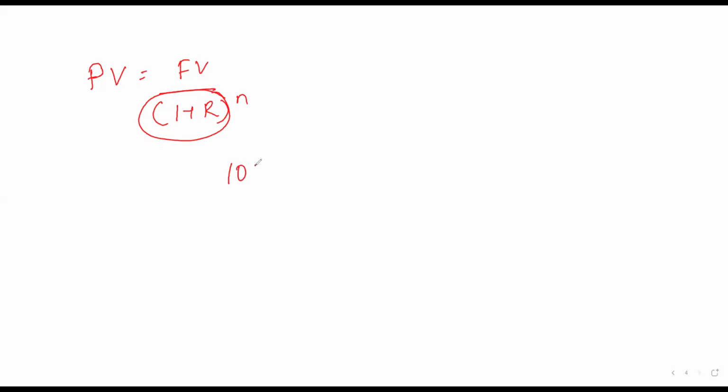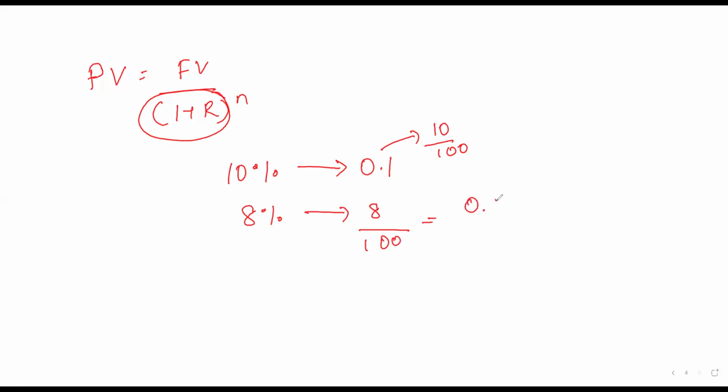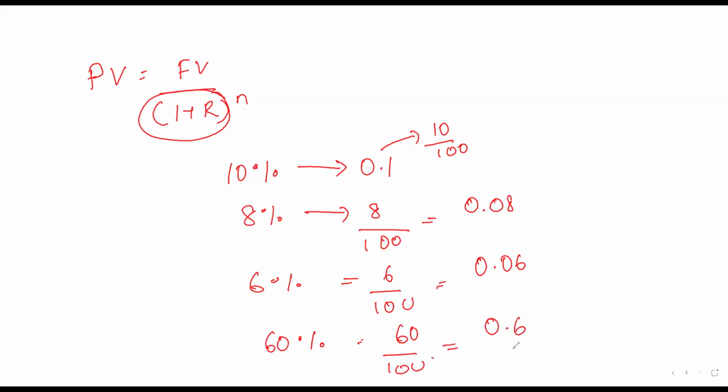Let's say rate is 10%. So what is 10% in absolute terms? It's basically 0.1. Where is this 0.1 coming from? 10 divided by 100. Let's say it's 8%. It's basically 8 divided by 100, and 8 divided by 100 will give you 0.08. Let's say if it's 6%, it would be 6 divided by 100, it would be 0.06. And if it's 60%, it would be 60 divided by 100. It's basically 0.6.